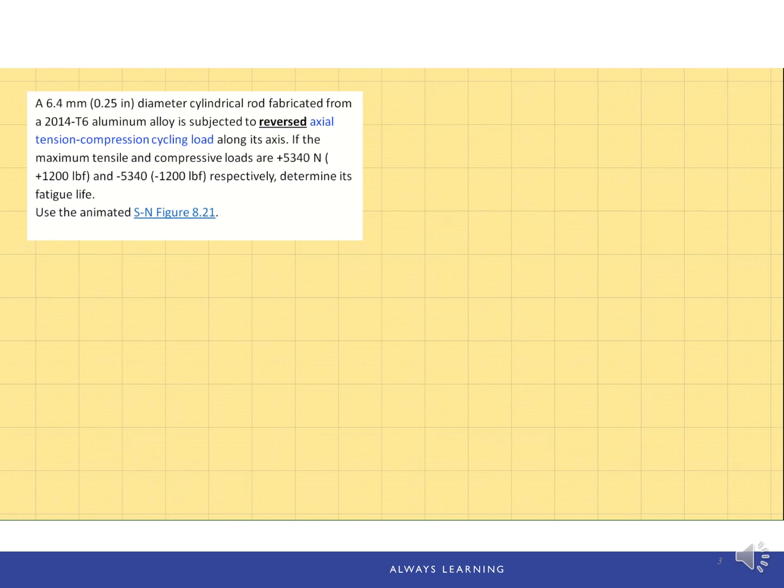Based on this problem, we can review two important points about fatigue failure. First, this problem gives us the information that this is a reversed stress cycle. But if this information is not given directly, we should also tell from the magnitude of the maximum tensile and compressive loads, or from the maximum and minimum loads. So we have two types of stress cycles. One is reversed, one is repeated.